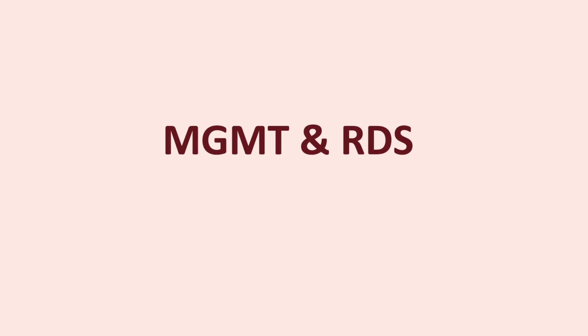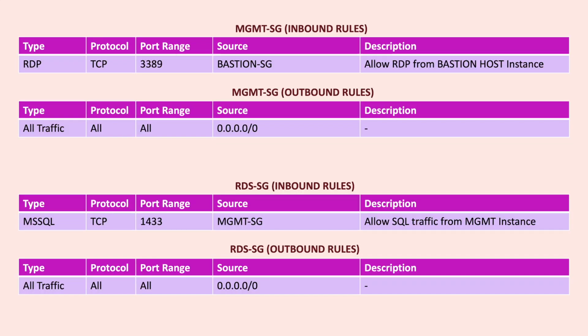Coming to the security groups for the management server and RDS, let's take a look at the inbound and the outbound rules. For the management server security group, we will allow RDP traffic on TCP port 3389 from the Bastion security group. As for the outbound rules for the management security group, we will allow all traffic. For the inbound rules of the RDS security group, we will allow MS SQL traffic on TCP port 1433 from the management security group. And for the outbound rules, we will allow all traffic.